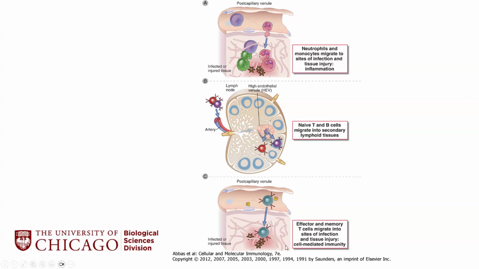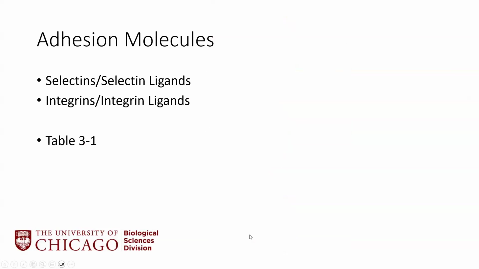And only then does it leave and then go through the same thing that the monocytes and neutrophils do, meaning it has to get, or some of them at least have to get to the site of infection, stop at the appropriate place, and then squeeze through the vessel walls. Okay, so a lot of this is done through a series of adhesion molecules, selectins and integrins, which bind to selectin ligands and integrin ligands. These are outlined on table 3.1, which I think is an excellent table to know.